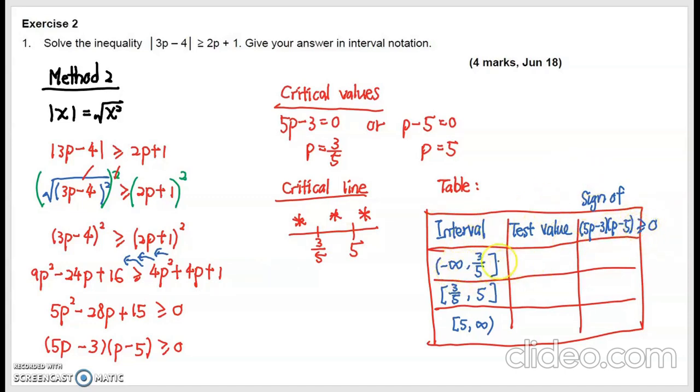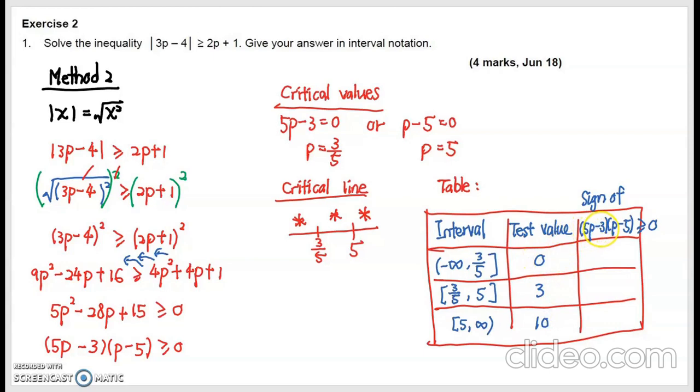So now the test value. Here let's say I put 0. The test value must come from the interval, so you have to be careful in this part. For the second interval, let's say 3. Third interval, let's say 10. So next I will substitute into p.